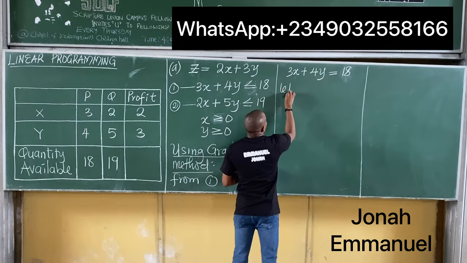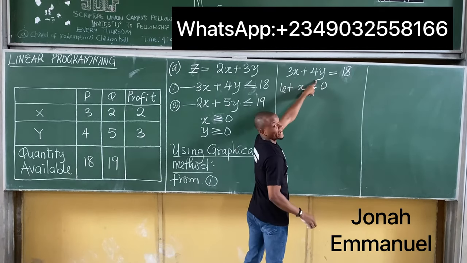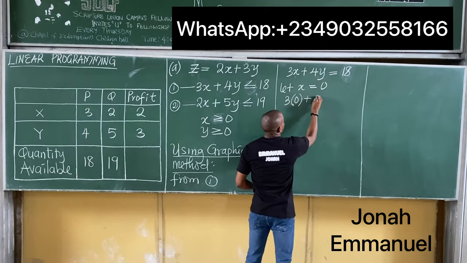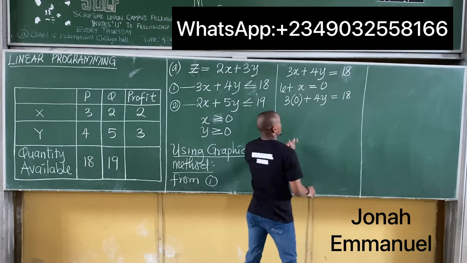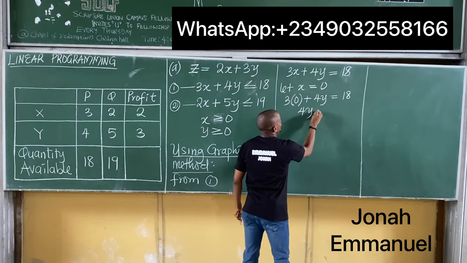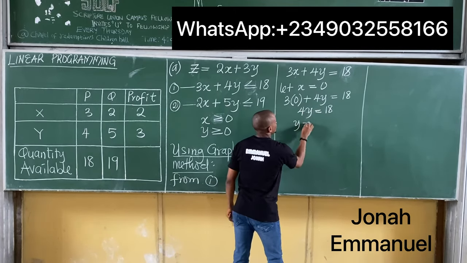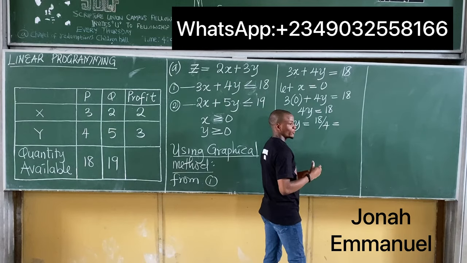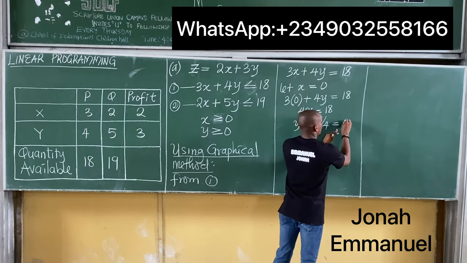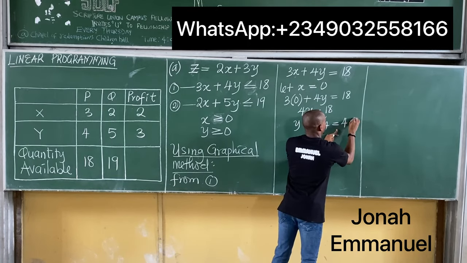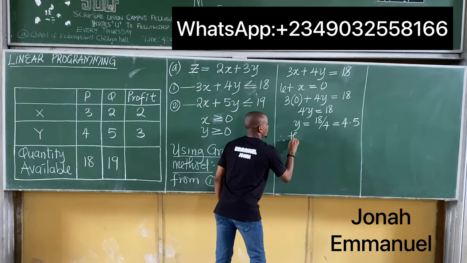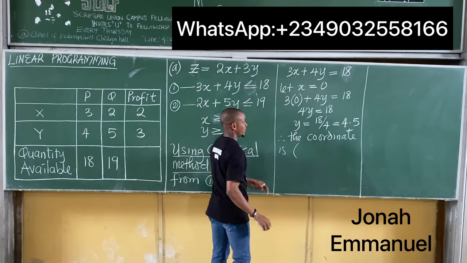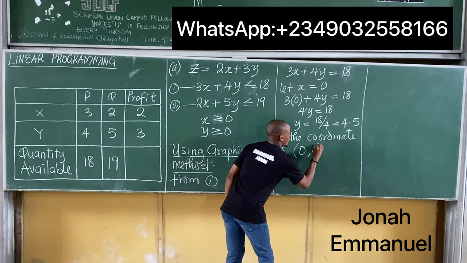Assume x, you say let x be equal to 0, find y here. For this now, I'll have 3 times x, 0, plus 4y is equal to 18. Here x is 0. So I'm having 4y is equal to 18, where y is equal to 18 over 4. Please give me back what now. 4.5. Therefore, the coordinate for this one is 0 and 4.5.